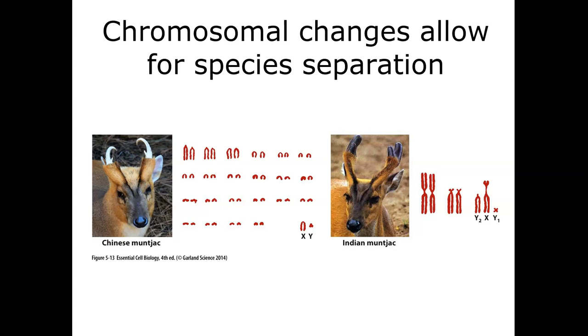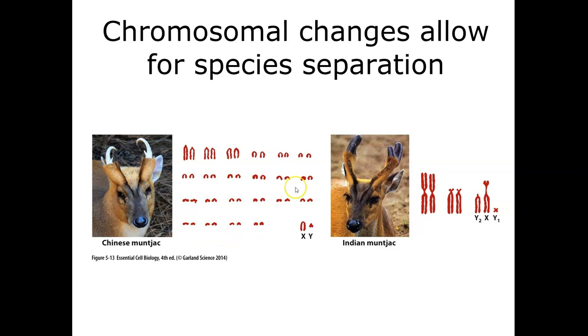Chromosomal mutations are part of the natural progression as evolution is happening, where some things will get separated apart. So this is a Chinese muntjac, it's a type of deer, and an Indian muntjac. They look very similar, and they have very similar overall genes, but you can see that the Chinese muntjac versus the Indian muntjac has a lot more chromosomes. So different animals will have different types and groups of their chromosomes. Even though these are very similar and closely related animals, their chromosomal makeup is very different.